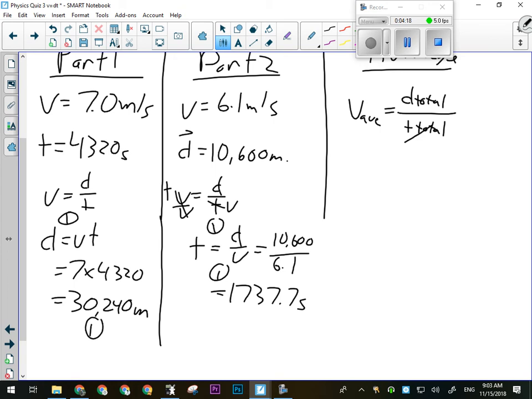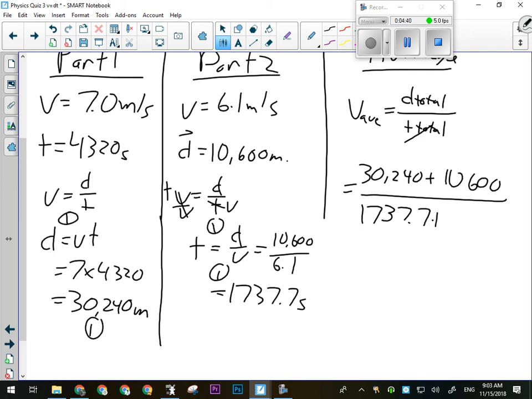Average speed is total distance over total time. Okay, so I'm going to take the distance from part one. That's 30,240 meters, and I'm going to add that to the 10,600 meters that happened in part two, and then I'm going to divide that by the total time, which was 1,737.7 seconds plus the 4,320 seconds. Give them a mark if they have something like that, okay, or maybe they just added those together. They've just got one number on top, one number on the bottom.